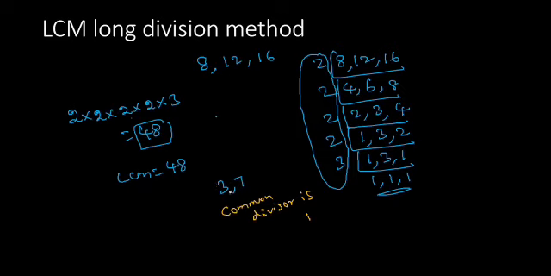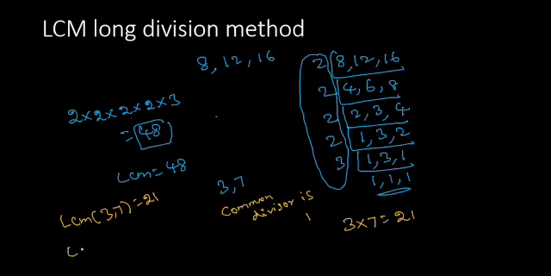So if the common divisor is 1, we simply multiply the terms. What are the terms? 3 and 7, and 3 into 7 is equal to 21. So the LCM for 3 and 7 is equal to 21. This can only be applied when the common divisor is 1.